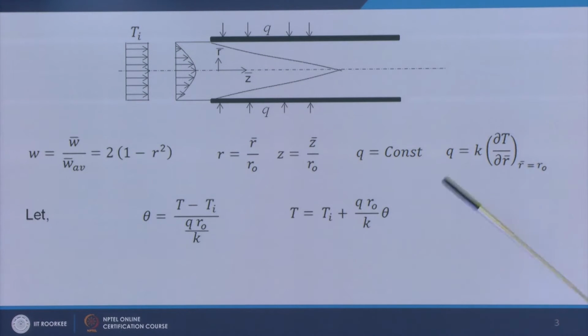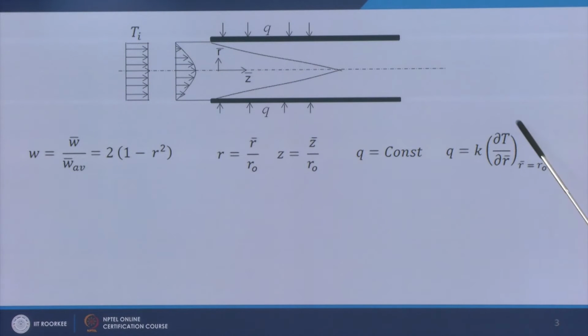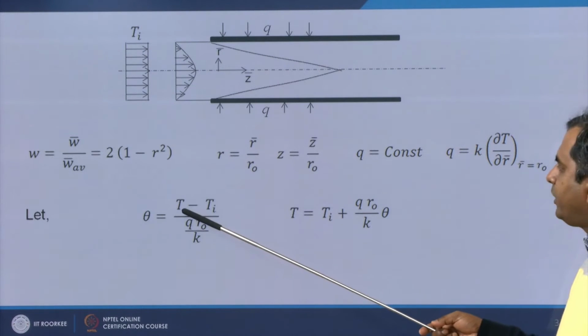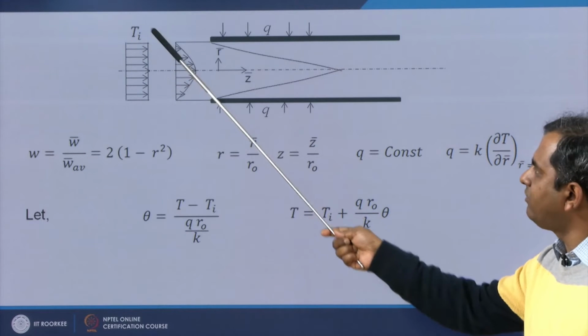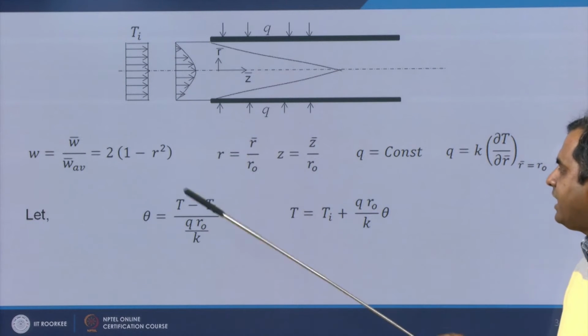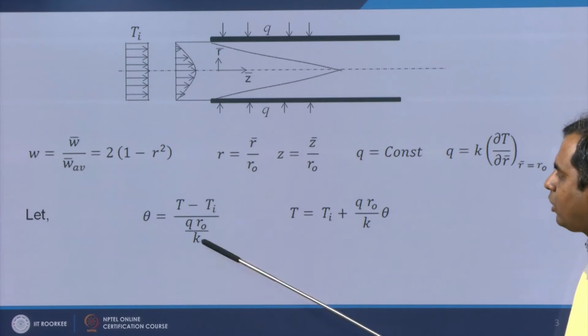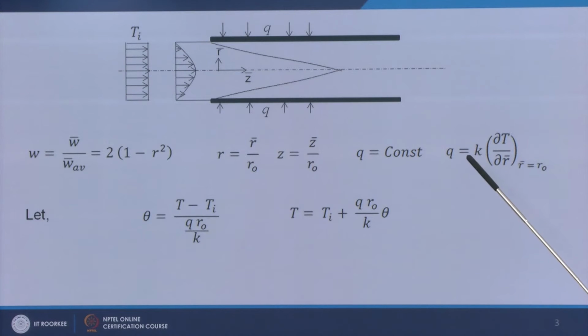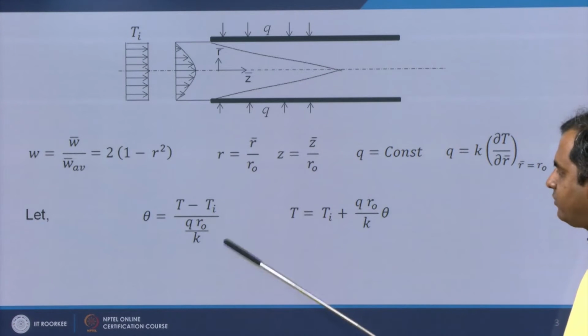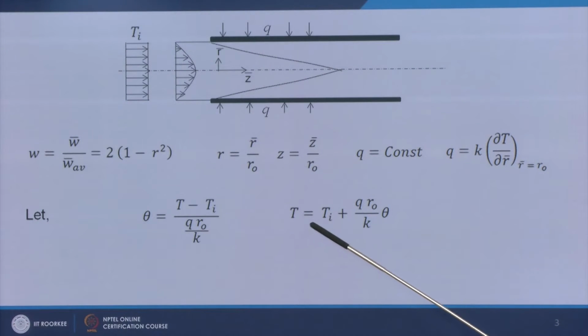Next we will be using this boundary condition for getting the non-dimensionalization for temperature. This we have already shown in several cases. Let us use the same thing: theta is equal to T minus Ti, where Ti is the inflow temperature of the fluid, which is constant, divided by q r naught by k. So q r naught by k you can get from here, and q r naught multiplied by k transforms into del theta del r. If we take this type of non-dimensionalization for temperature, then we can write T is equal to Ti plus q r naught by k into theta.